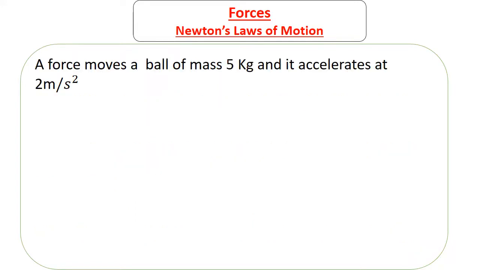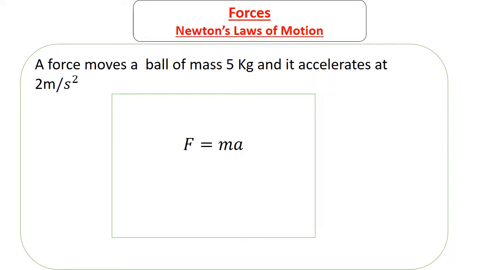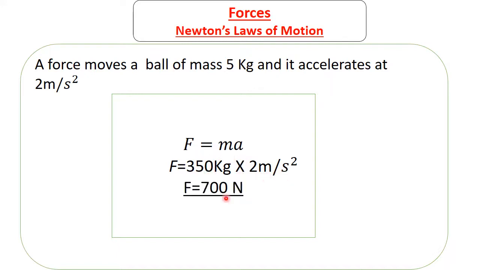Here are some examples. A force moves a ball of mass 5 kg and it accelerates at 2 meters per second squared. What is the value of the force, or what is the magnitude of this force? The formula for force is mass times acceleration. I made a mistake, sorry, I wrote 5 kg instead of 350 kg. So let's assume this was 350 kg. There is a typo. So if this mass is 350 kg and acceleration is 2 meters per second squared, we're going to get 700 newtons. So force is equal to mass times acceleration: 350 kg times 2 meters per second squared, and force is equal to 700 newtons.